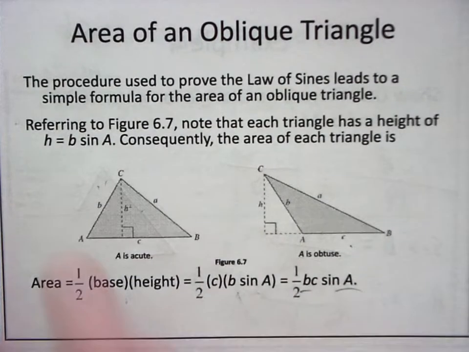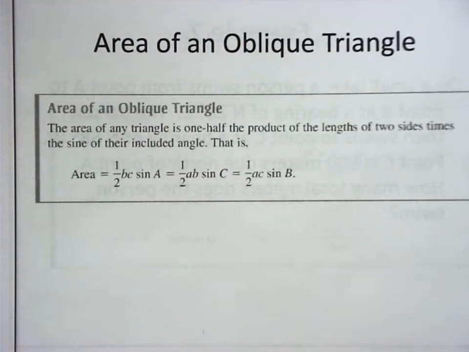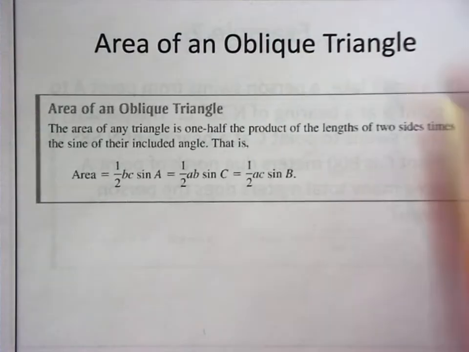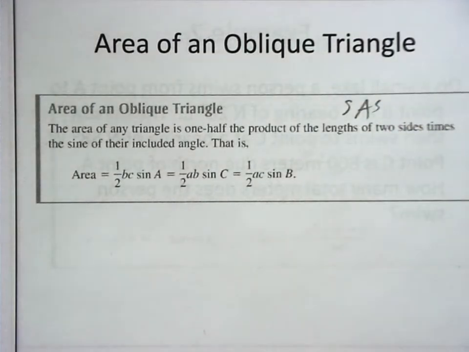Okay, and it's a fairly simple formula to come up with, but you can use it no matter what, as long as all 3 letters are different. So it's kind of like the law of cosines, because it only works when you have side angle side, 2 sides in the included angle. But it's a nice way to be able to find area real quick.